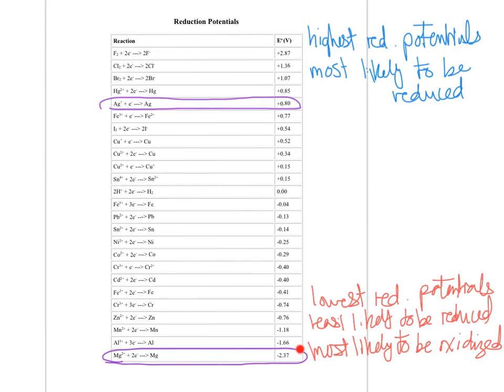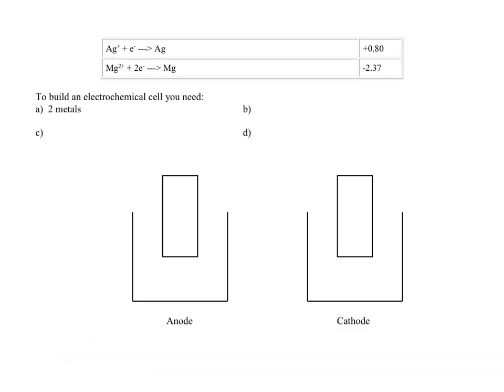It's less likely to be reduced. It is more likely to be oxidized. So the one with the higher reduction potential, that's going to be reduced. The one with the lower reduction potential, that's going to be oxidized. So here I have the same table from before, just the silver and the magnesium, because those are the ones that I'm interested in. And we said that the silver is going to be reduced, the magnesium is going to be oxidized, because the silver has a higher reduction potential.